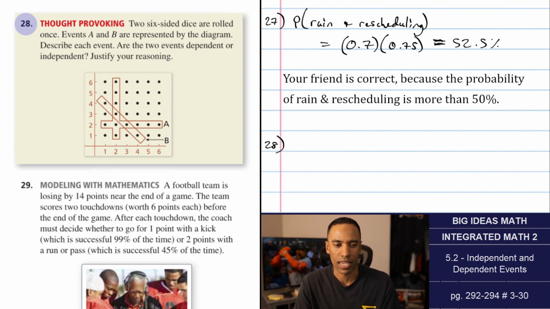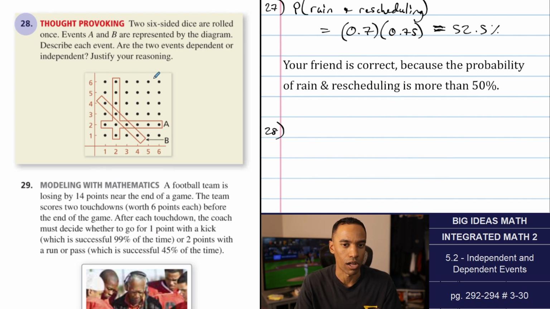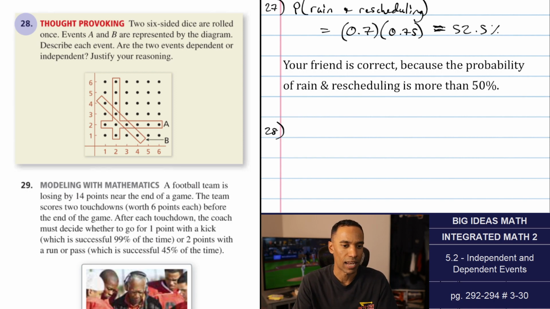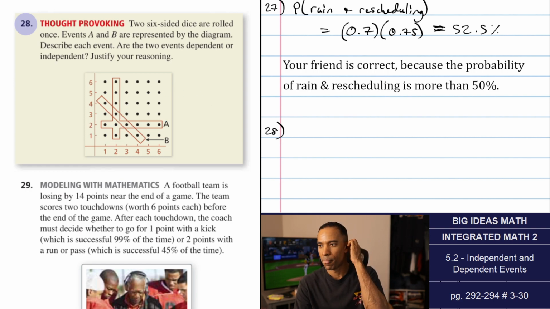Event A represents getting a 2. Rolling and landing on a 2. Notice that the column here and the row here are only representing 2s. That doesn't mean you got 2 2s, because I could get a 6 and then a 2, or I could get a 2 and then a 5, something like that.